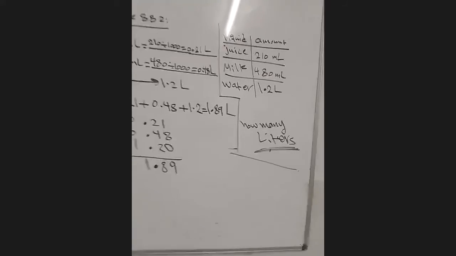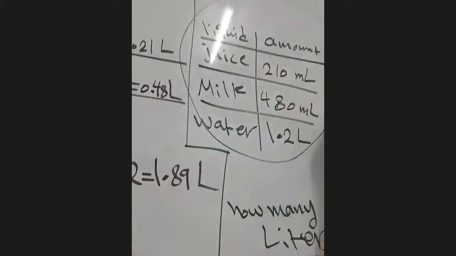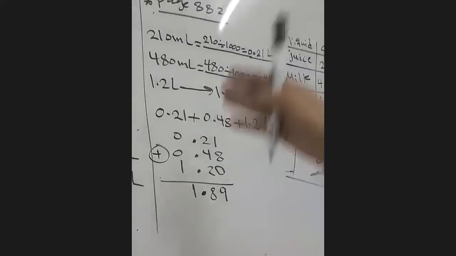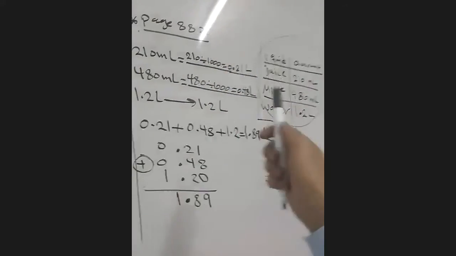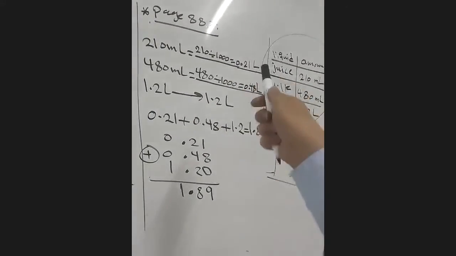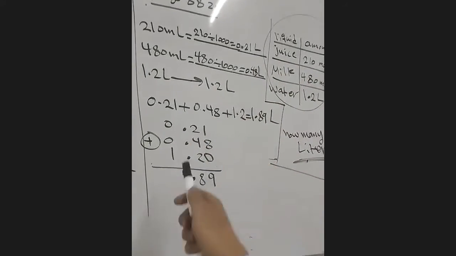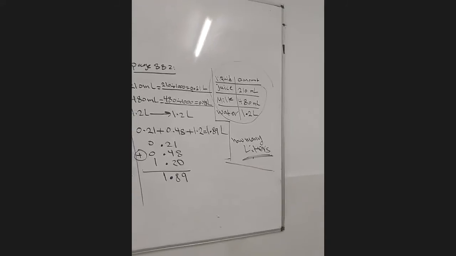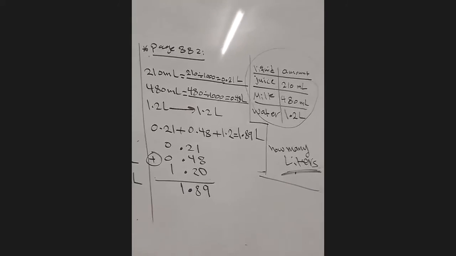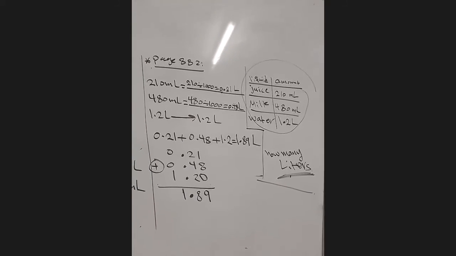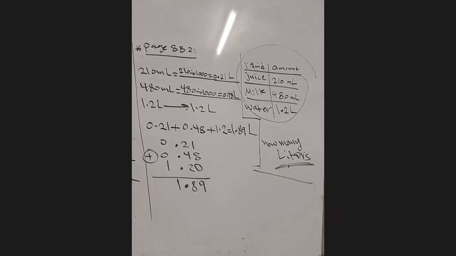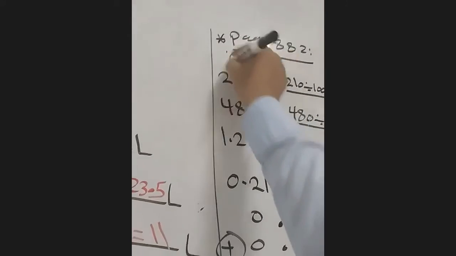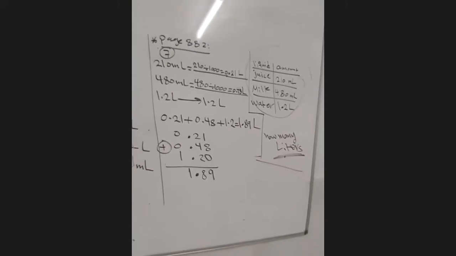Good boy. Guys, this is the table given in your book. Don't copy it. But you need to copy the steps here. It's important. We turn each section to liters, then we add them to know how many liters of liquid this girl drank yesterday. Do you understand, Kareem? Yes, I understand. Good boy. Copy this question, problem solving, question 7, Hannah.